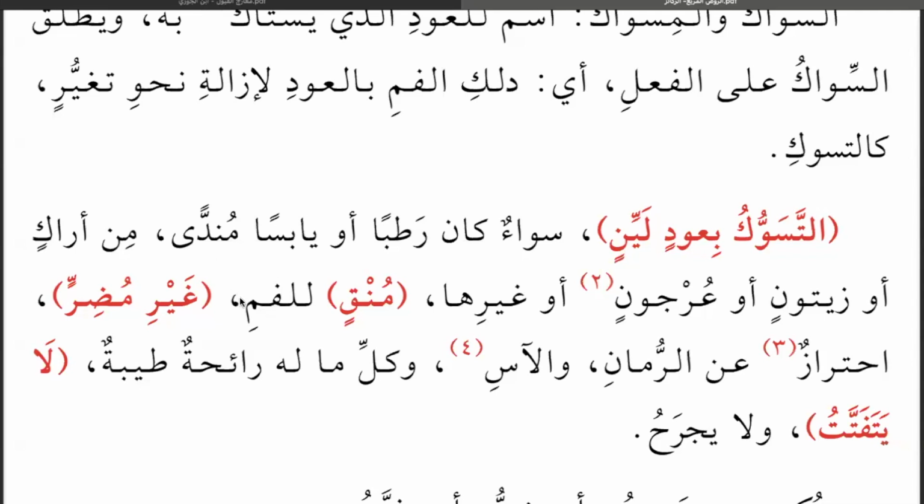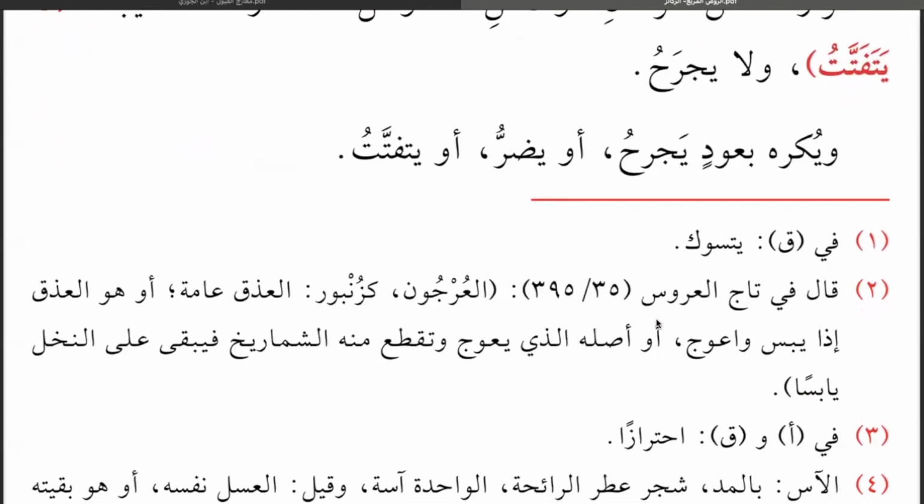So this is what is meant here: من أراك أو زيتون أو عرجون أو غيرها. These are the different types of siwak sticks, whether it's from the tree of al-arak, or the tree of zaytun, which is olives, or عرجون. And al-urjun is from the palm tree, I forgot the name of it, subhanallah, which is basically from what's on the palm trees. This is al-urjun, as it's also mentioned in the Quran.